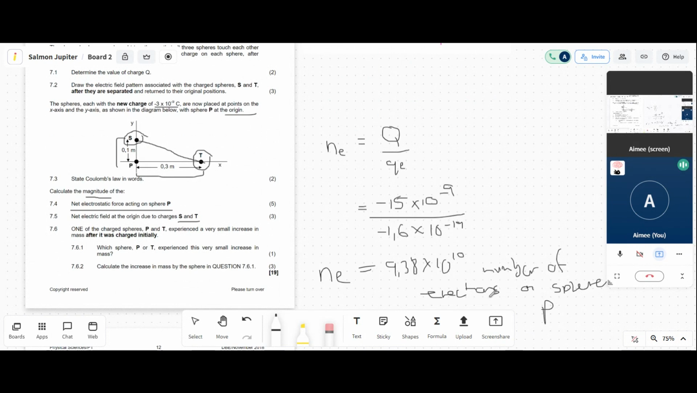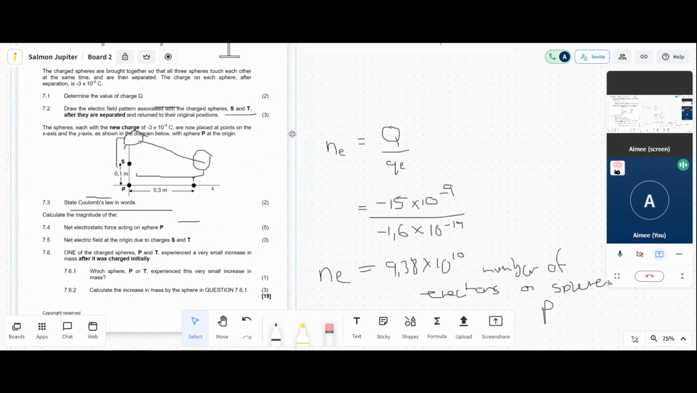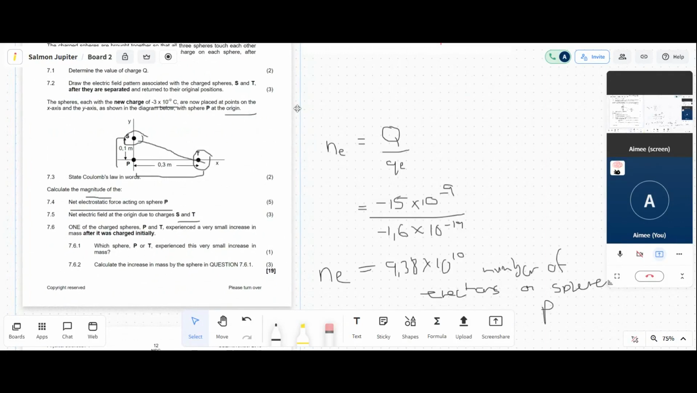So I think I misspoke earlier. I said that the mass of an electron is negative 1.6 times 10 to the negative 19. That was incorrect. Negative 1.6 times 10 to the negative 19 is the charge of an electron, not the mass of an electron. But the mass of an electron is also on your formula sheet. So now you say, okay, well, 9.38 times 10 to the power of 10 is the number of electrons that were added to sphere P.